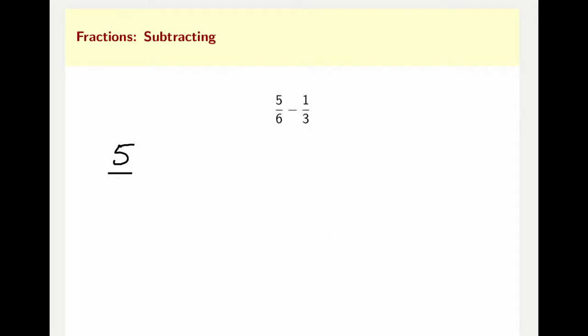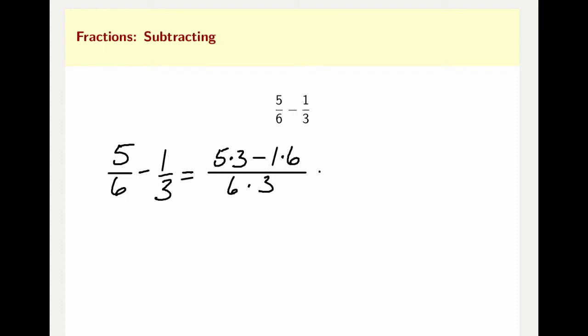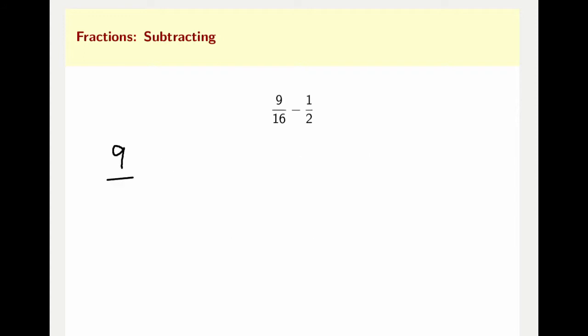Let's do another one. 5/6 minus 1/3 equals, cross multiply, 5 times 3, put in the minus sign, 1 times 6 over 6 times 3. This is 15 minus 6 over 18 equals, 15 minus 6 is 9 over 18, which reduces to 1/2. Done. All right, here's another example. 9 over 16 minus 1/2.